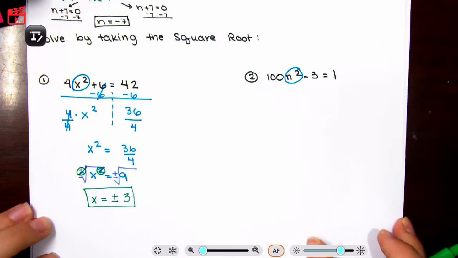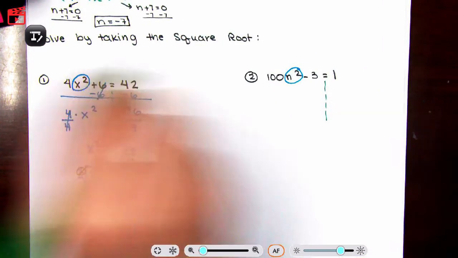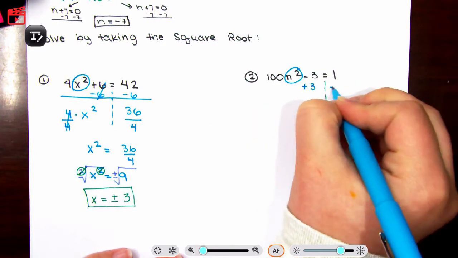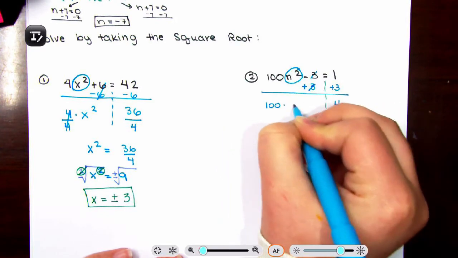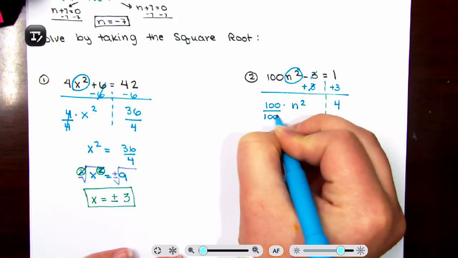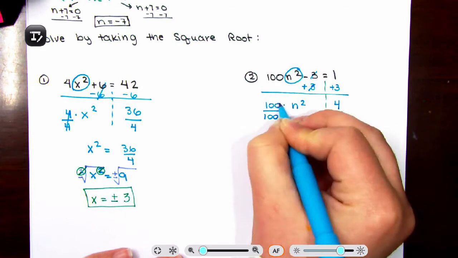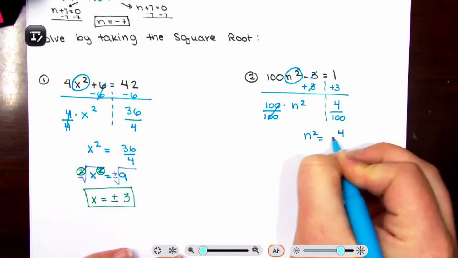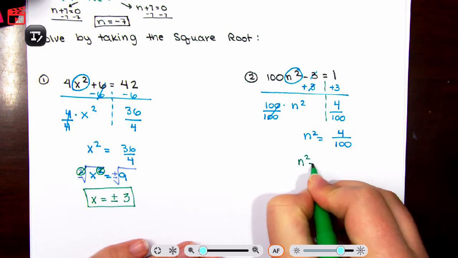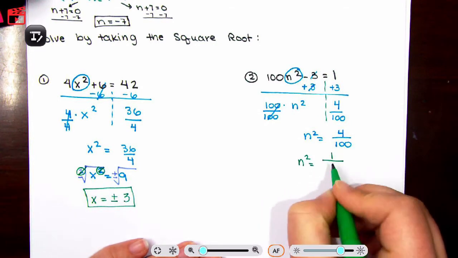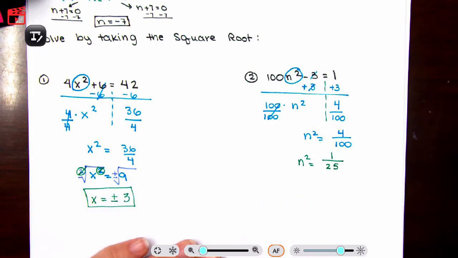All right, moving on to example number 2. Once again, we're going to get rid of everything except the n squared. We're going to add 3 to both sides. So I have 4. That means 100 times n squared, divided by 100, divided by 100. n squared is equal to 4 divided by 100. Simplify the fraction if you can. I know 2 goes into 4 and 2 goes into 100. So I have n squared is equal to 1 over 25. So I just realized that 4 goes into 4 and 4 goes into 100, 25.